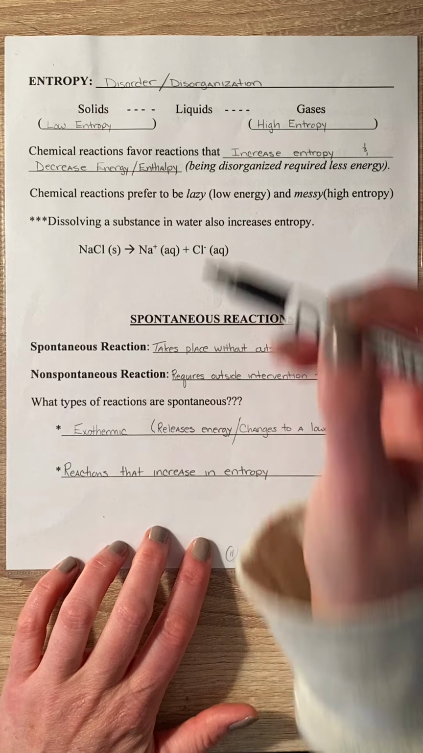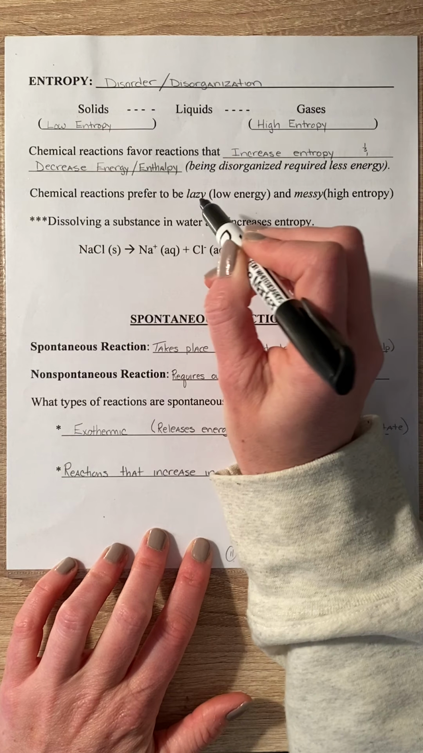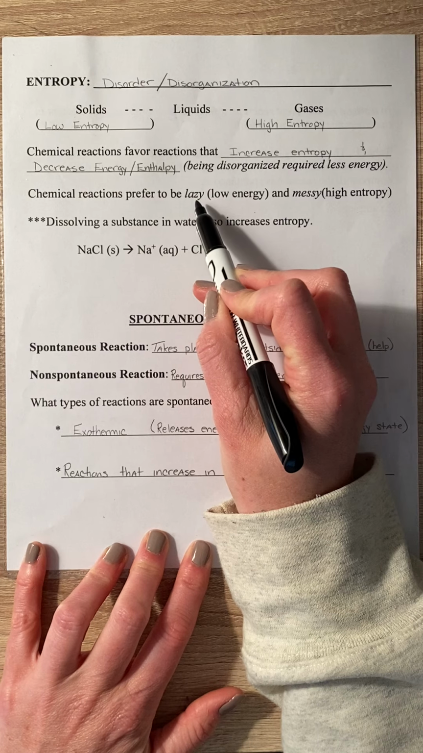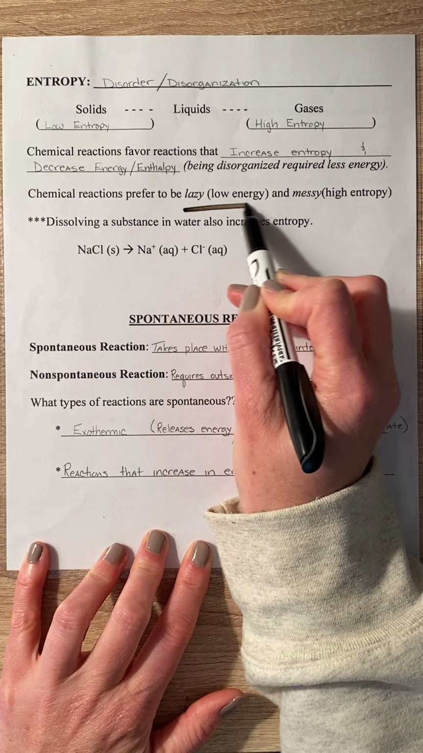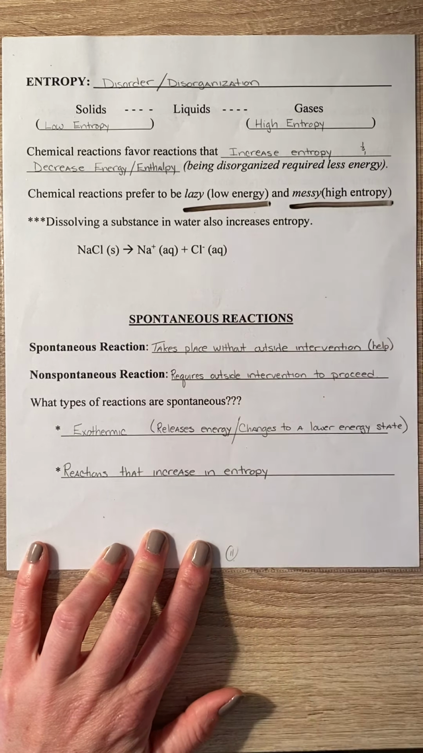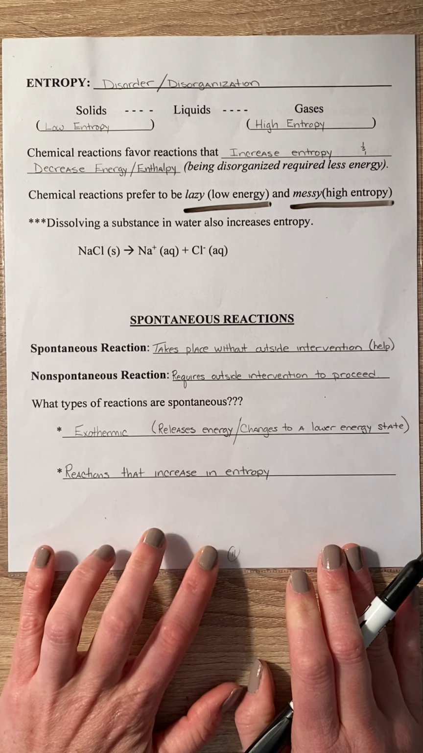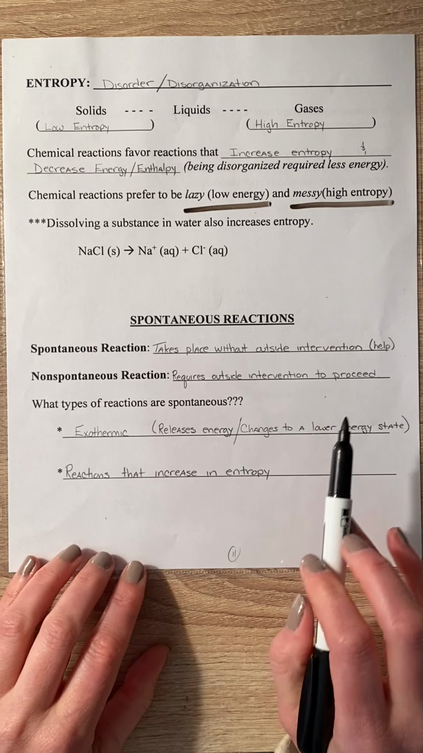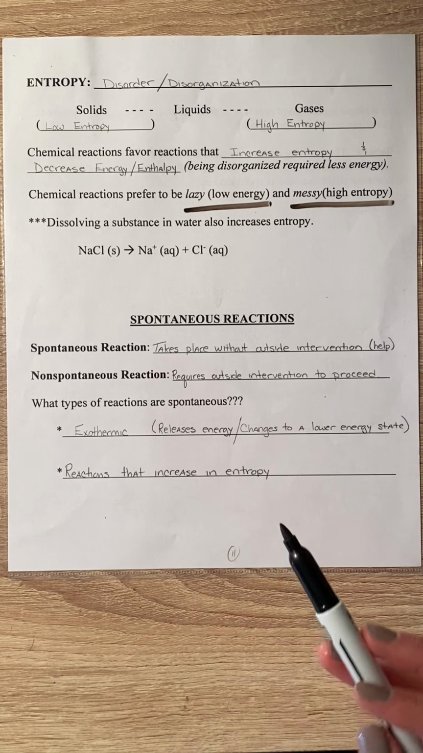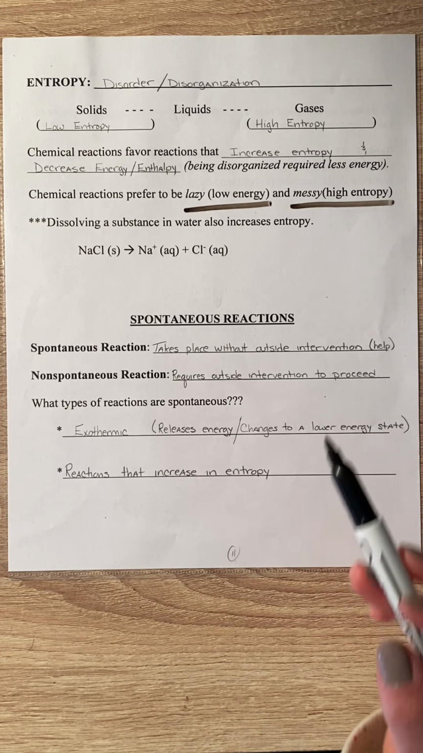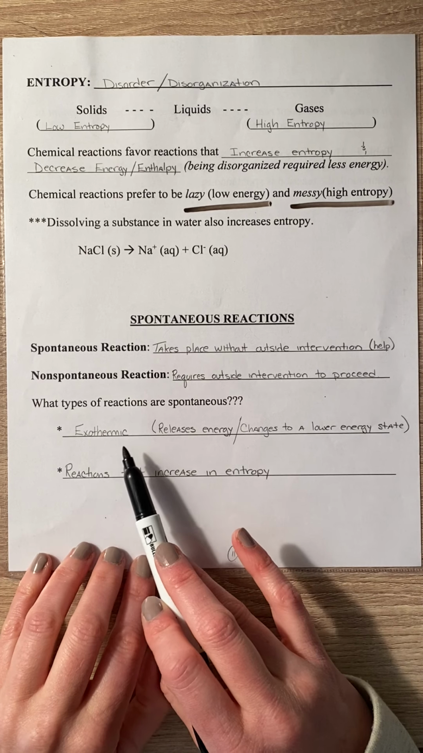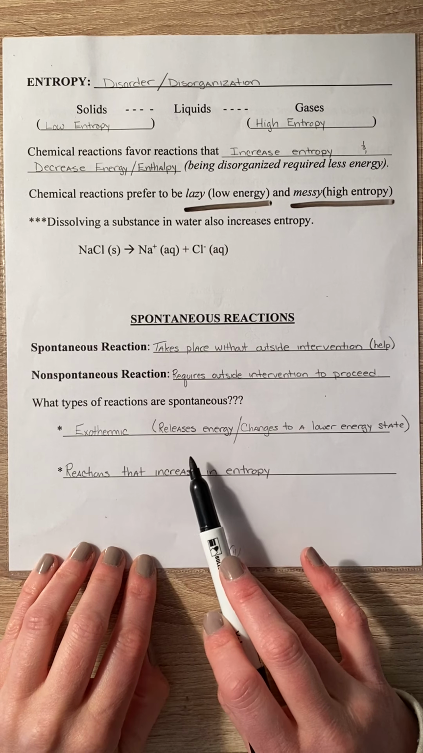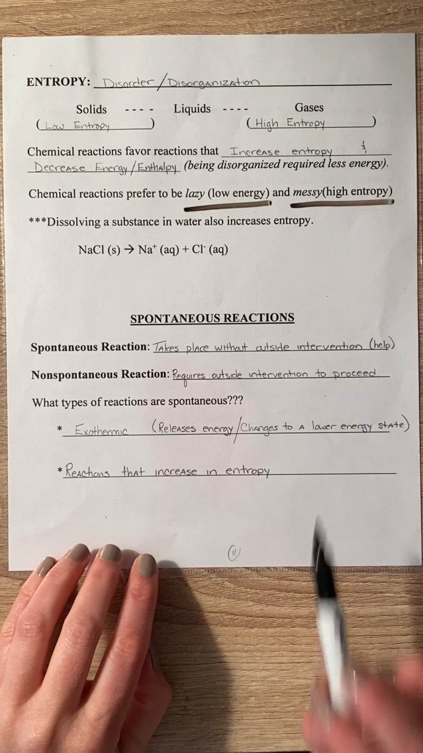Well, if you remember from earlier in the year, we talked about how chemical reactions would like to go towards a state that is low energy and high entropy. Remember lazy and messy? That's what we're looking for. So if we are dealing with something going towards a low energy state, that is an exothermic reaction. Exothermic reactions release energy and they go to that lower energy state.